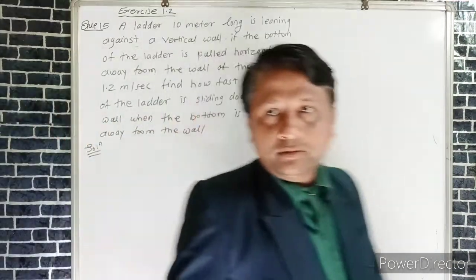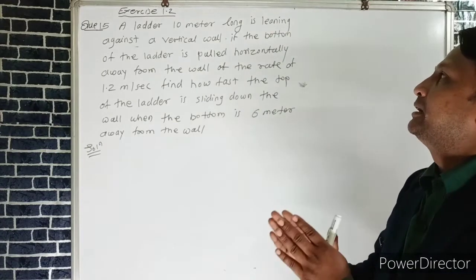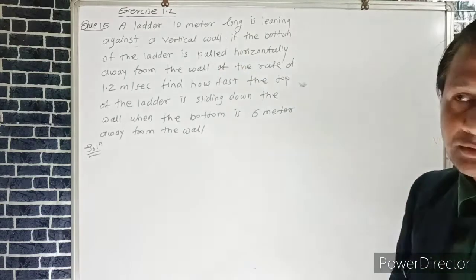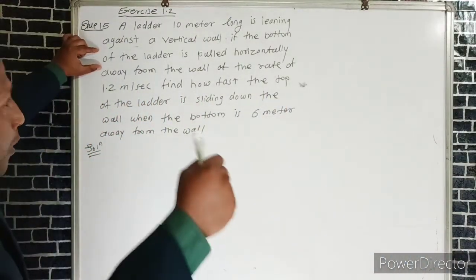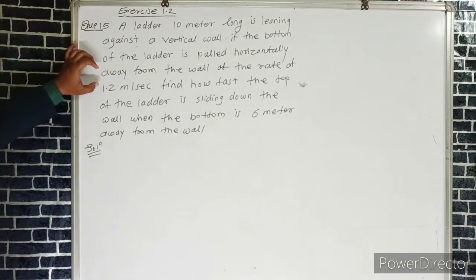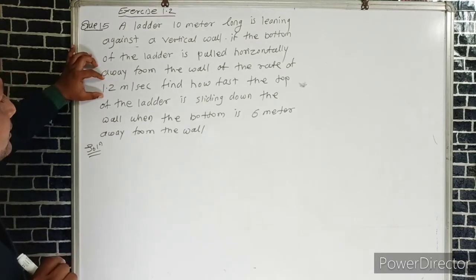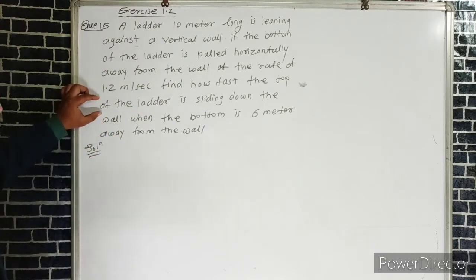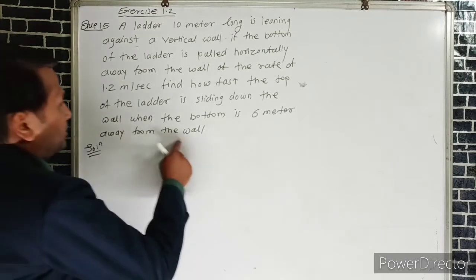So the next example which we have: a ladder 10 meter long is leaning against a vertical wall. If the bottom of the ladder is pulled horizontally away from the wall at the rate of 1.2 meter per second, we have to find how fast the top of the ladder is sliding down the wall when the bottom is 6 meters away from the wall.